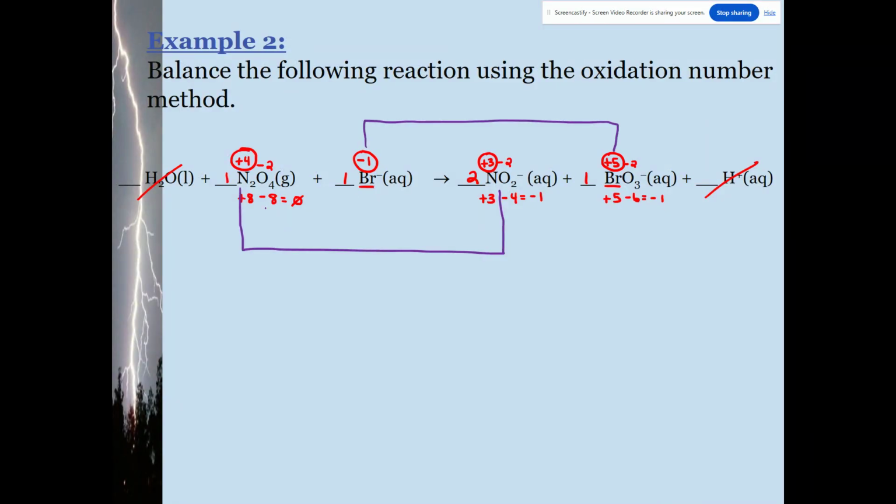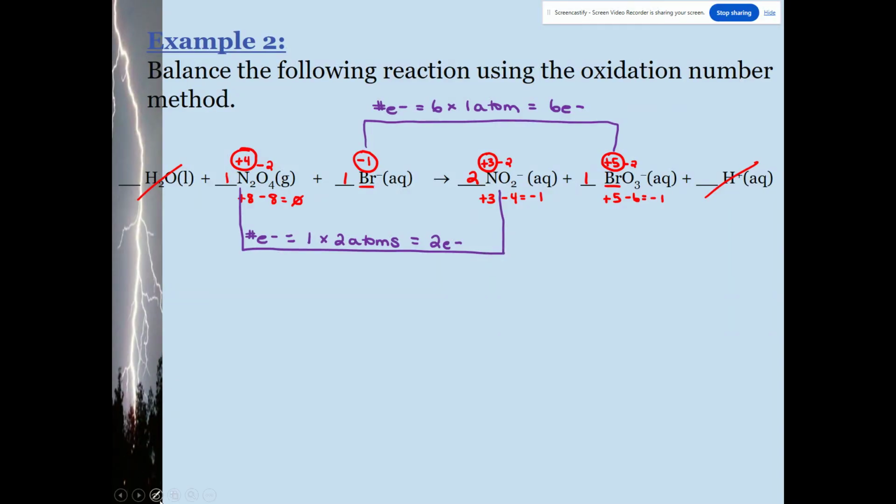Okay? So my nitrogen, the number of electrons being transferred by the nitrogens. The change in oxidation number is from +4 to +3. So the oxidation number is changing by 1, but there are 2 atoms. Remember, transfer of electrons is change in oxidation number times number of atoms. There are 2 nitrogen atoms on each side. They need to be the same on each side. Okay? So that means there's actually 2 electrons being transferred in the nitrogen half reaction. The bromine, be careful, it's going from -1 to +5. That is a change of 6 in oxidation number. There's only 1 bromine on each side, so that's a transfer of 6 electrons.